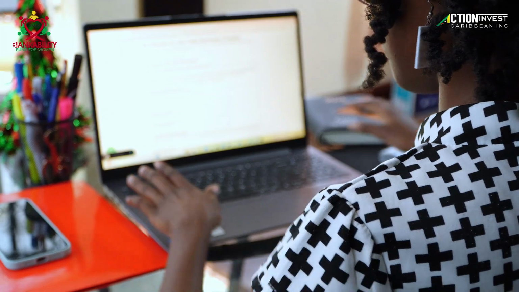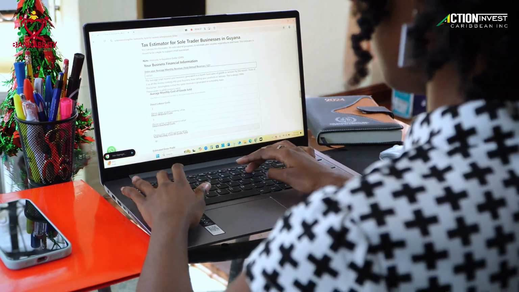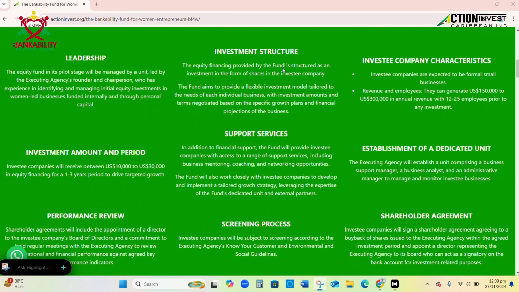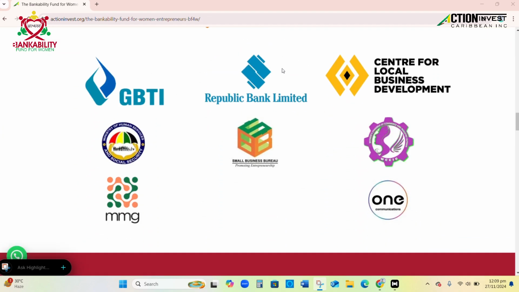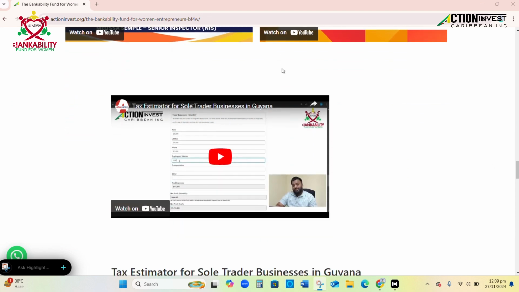I'm Sarah Harris, and I'm about to show you how our awesome tax calculator works, designed just for sole trader businesses in Guyana. This handy tool helps you estimate your tax obligations to the Guyana Revenue Authority, so you're not left scrambling at the end of the year. Let's dive in and take a look.